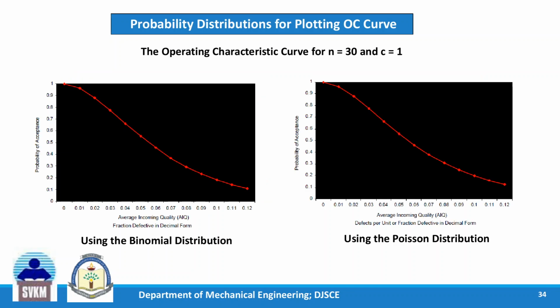You can see this case. This is the OC curve for n equal to 30 and C equal to 1, that is, sample size is 30 and acceptance number is 1. Lot size is infinite or very big. Now the first case is the binomial distribution and the second case is the Poisson distribution. You see they are almost the same. Near the tail only, the Poisson is slightly different from the binomial.